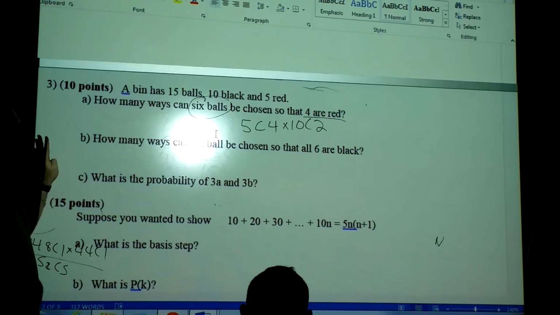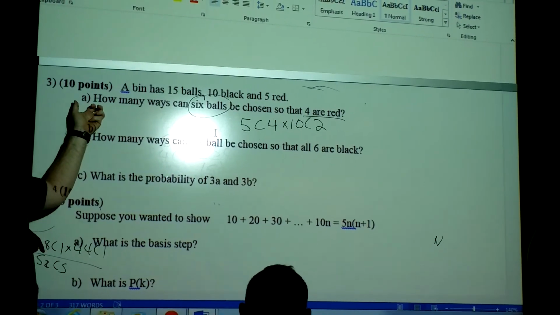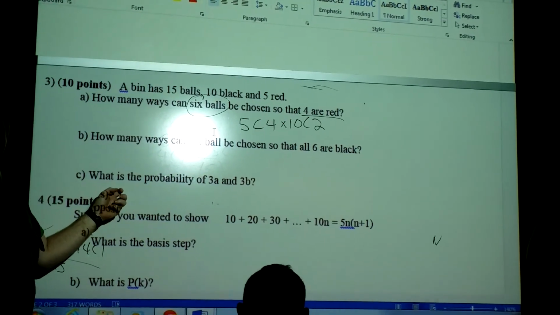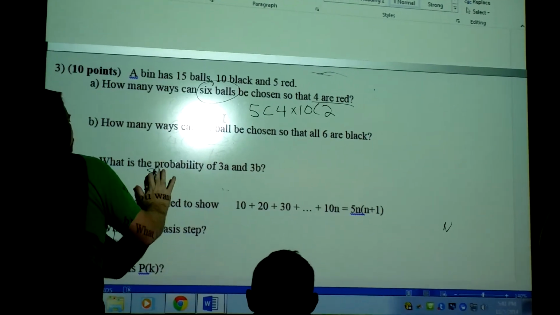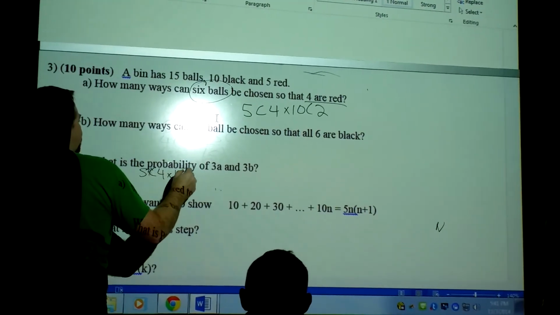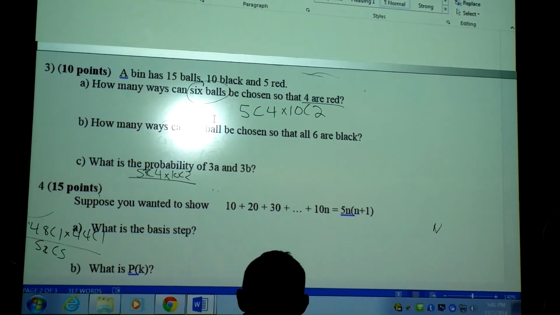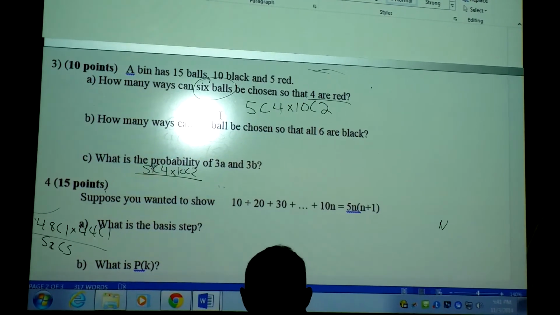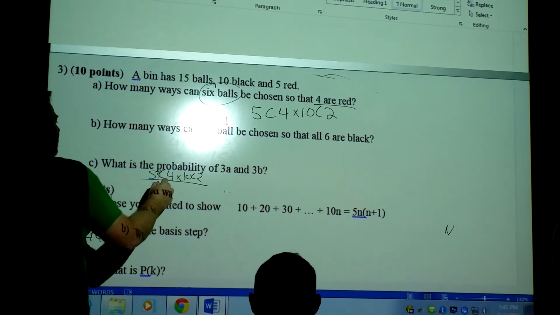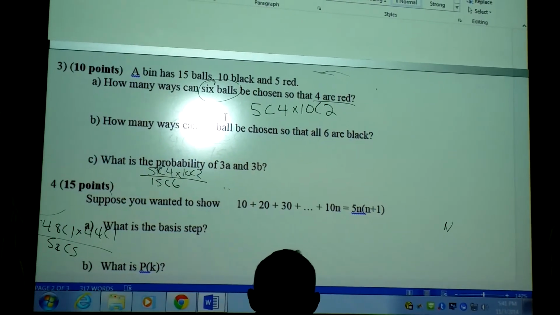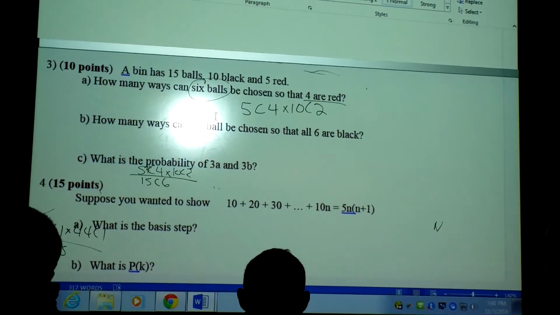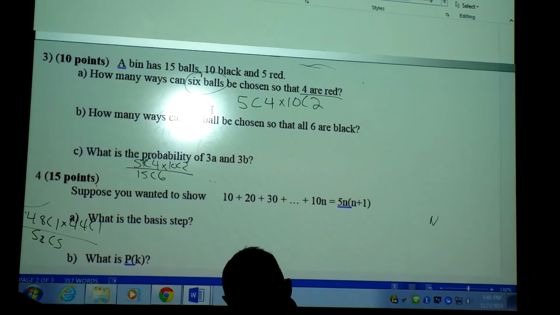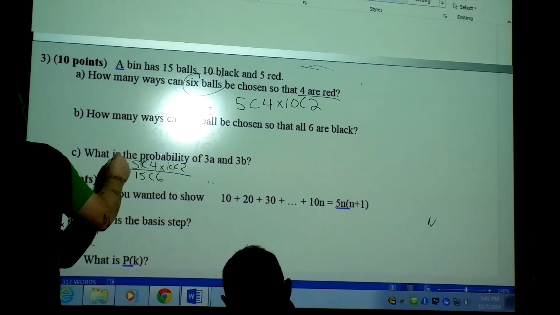And then over... I didn't ask for probability, right? So this one's asking for the probability. So this one would be 5 choose 4 times 10 choose 2 over what? What's the total number of outcomes? 15 choose 6. Okay, that's 3A, the probability of 3A.